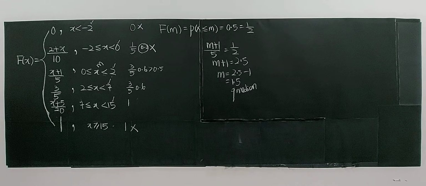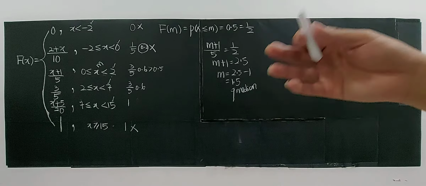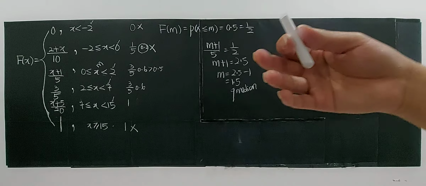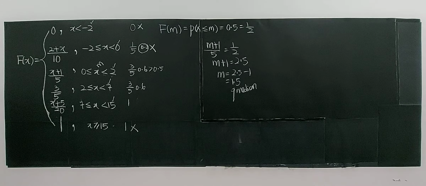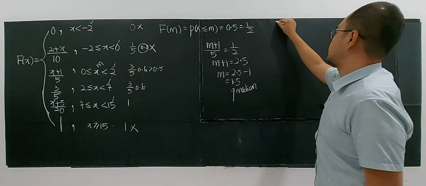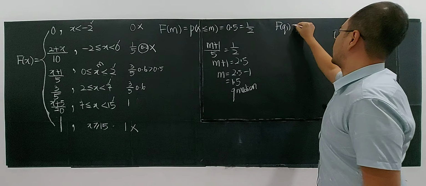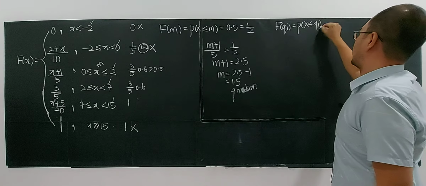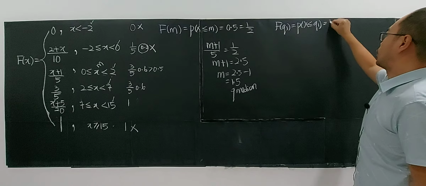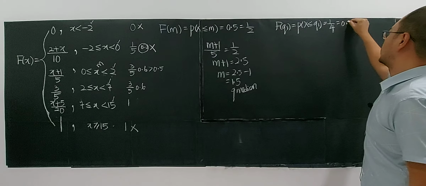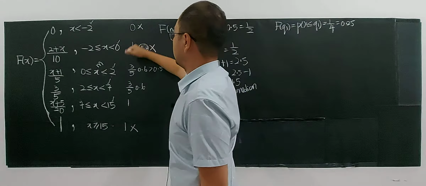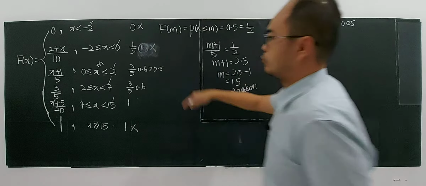I extend a bit so that you have more examples. What if the question asks us to find the first quartile? The first quartile is also the same. The first quartile is defined as F(Q1), which equals the probability of X less than or equal to Q1, which is 1 over 4 or 0.25. Again, you look at the values here.